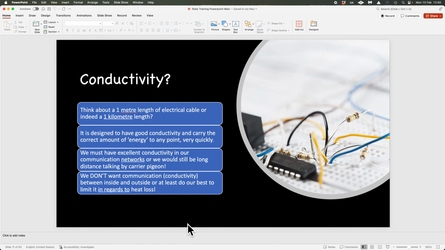So this really explains itself. We don't want communication between inside and outside. We want to do our best to limit it in regards to heat loss. So very, very important. A high R value we're looking for, and a very, very low K value. We'll check on those in a minute, and we'll see what we can do with those and start making some calculations.